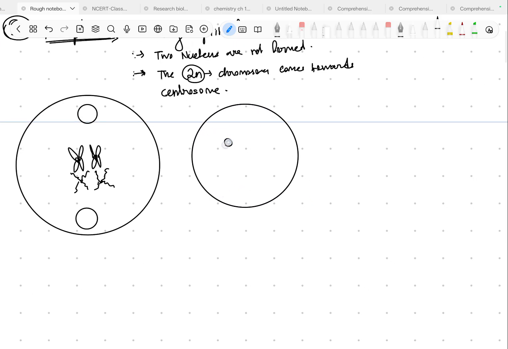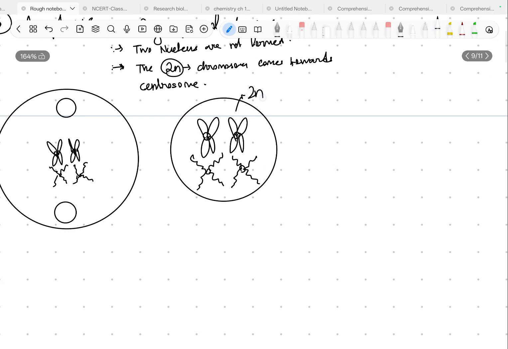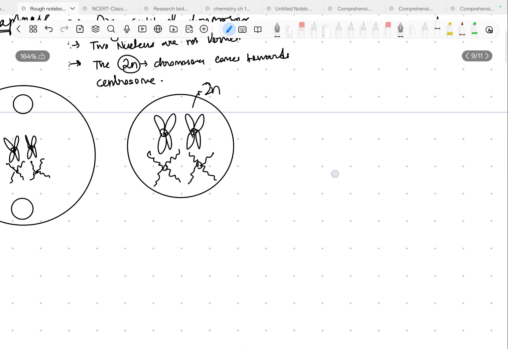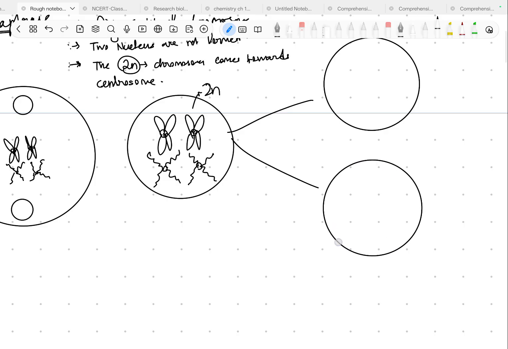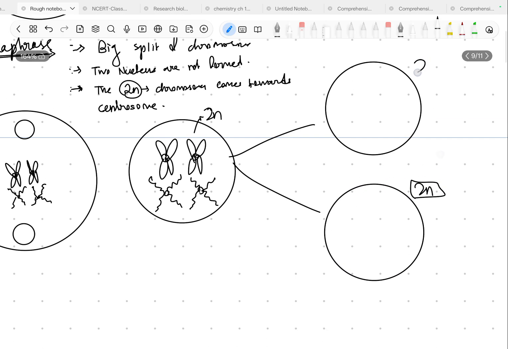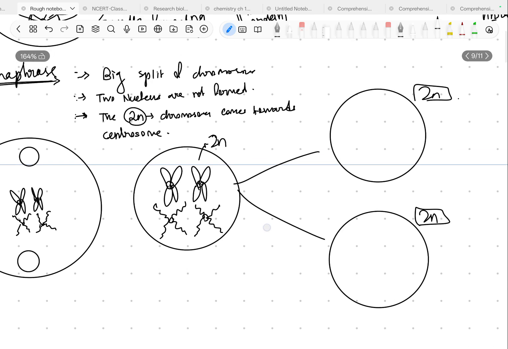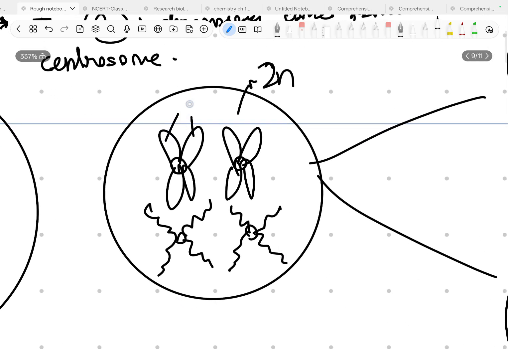As I told you earlier, it is a diploid cell, because you are seeing two types of copies: one is this copy and one is this copy. So it is a 2n diploid cell, and it will lead to the formation of two diploid cells. I have told you this is called mitosis: 2n and 2n. These are known as sister chromatids.